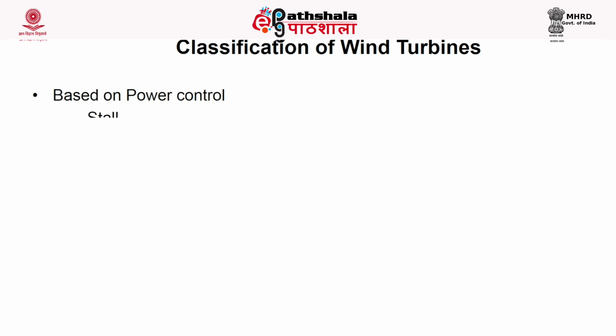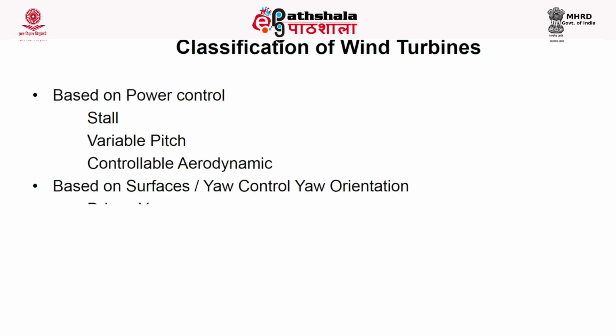Based on the power control, the turbines are classified as stall, variable pitch, controllable, aerodynamic. Based on the yaw control or yaw direction, it is classified as driven yaw, free yaw or fixed yaw.